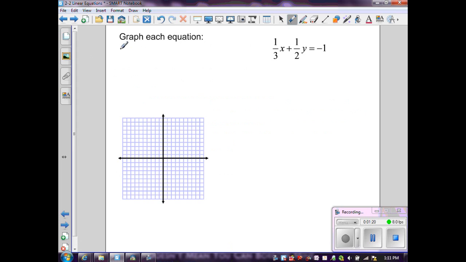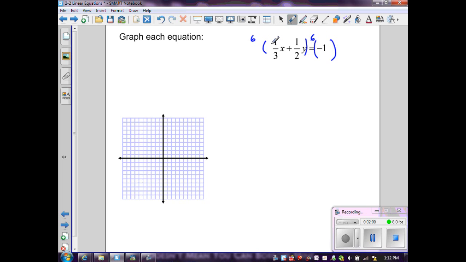Our first example, we want to graph this equation, 1/3 x plus 1/2 y equals -1. As we proceed, you can determine the best ways to graph by either creating a table, slope-intercept form, or xy intercepts. Here, I'm going to use the slope-intercept form, so I want to solve the equation for y. So the first thing I want to do is to eliminate the fraction. So I'm going to multiply by the least common denominator, which is 6, and then I'll distribute on both sides.